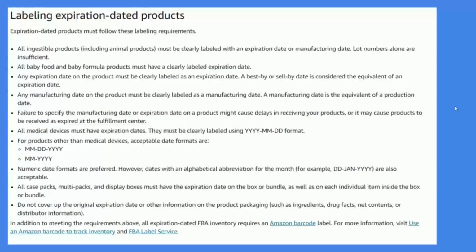Then we have how to label the products, which, Amazon says it's really easy to read and everything, but I tell you, I've read through a lot of their things, and it's as clear as mud some days. It goes through all ingestible products need to be labeled, baby formula needs to be labeled, baby food. You can read through this yourself, but basically it says anything that has an expiration date on it, they want to know it at Amazon.